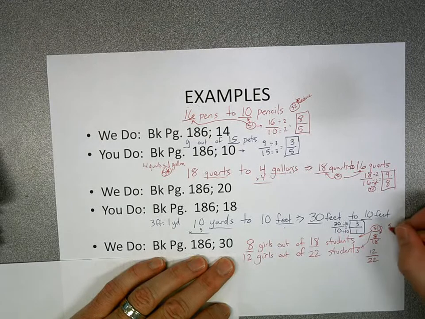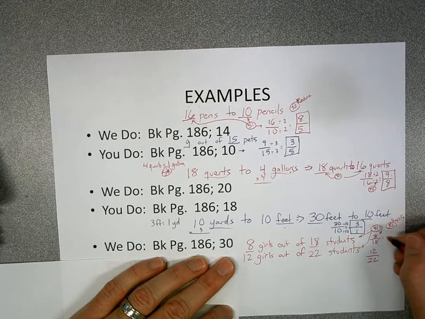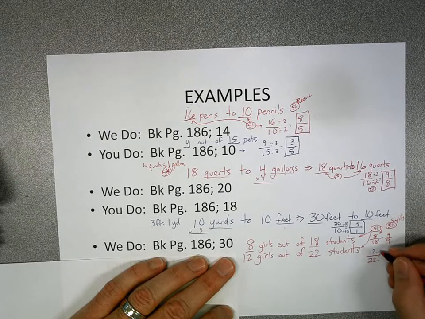And then step 2, I'm going to go ahead and simplify. When I simplify, I'm going to divide both top and bottom by 2 here and get a 4 to 9 ratio. And I'm going to do the same thing here and simplify to get a 6 to 11 ratio.